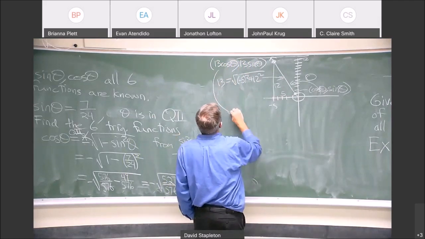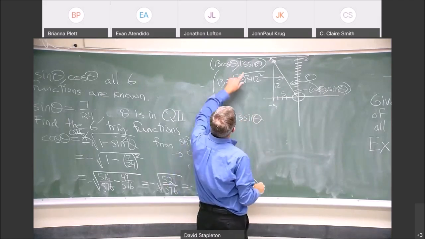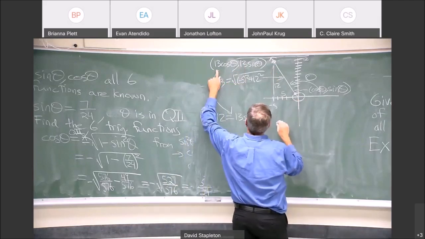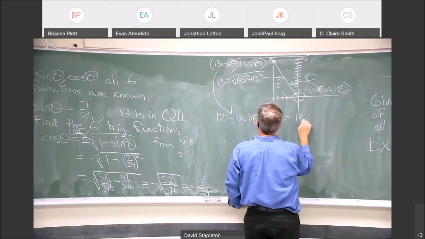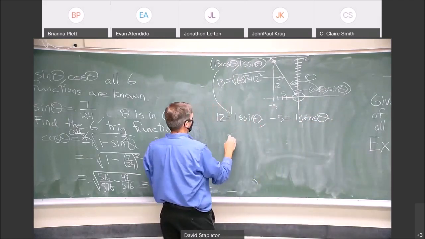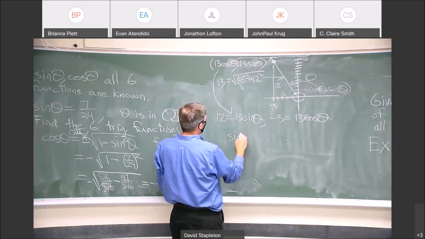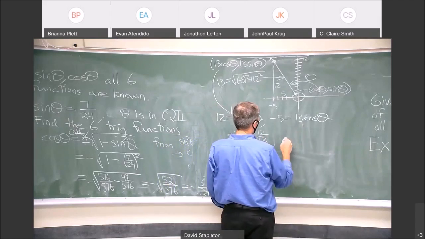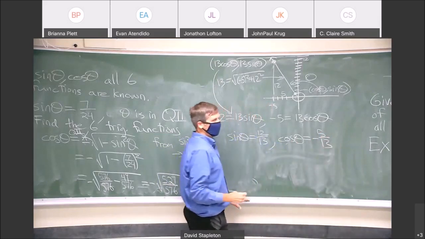So I have from here that 13 sine theta is the y coordinate, 12, and 13 cosine theta is the x coordinate, minus 5. From which I can deduce sine and cosine. Sine theta must be, oops, wrote this wrong. Yeah, no, that's right. I divide by 13 and get sine theta is 12 over 13. Divide by 13 here and get cosine theta is minus 5 over 13. Once I have those two, I have all 6, right?